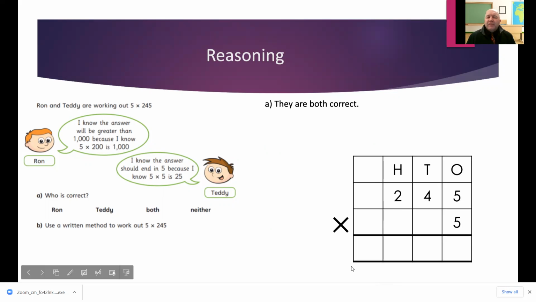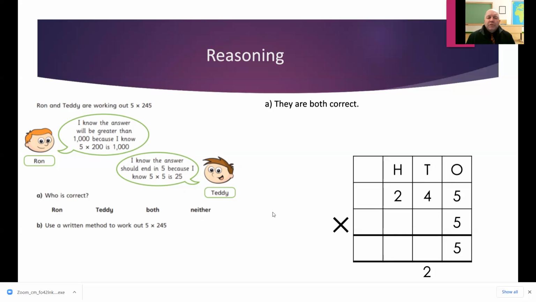245 multiplied by 5. We're going to start with our ones. So 5 times 5 is 25. Remember, just like Teddy said. So the 5 goes in the answer, and the 2 tens are carried across into the tens column. So Teddy is correct that the answer will end in a 5.